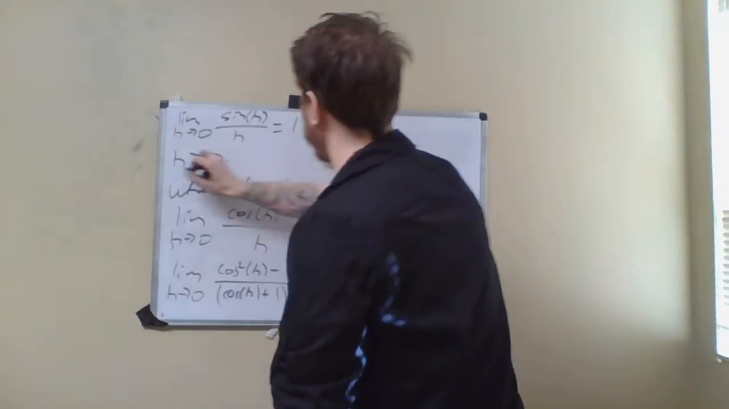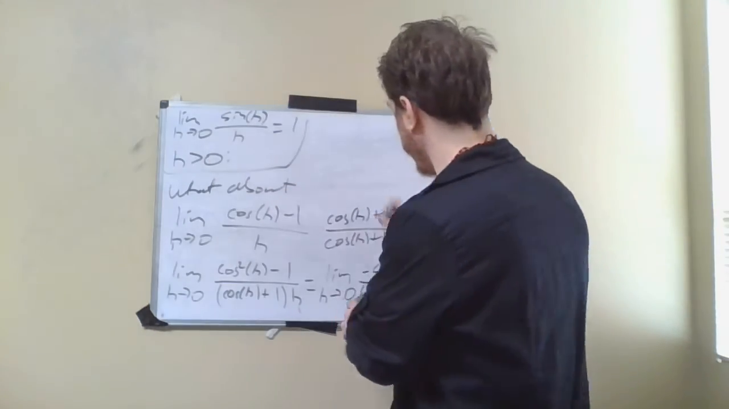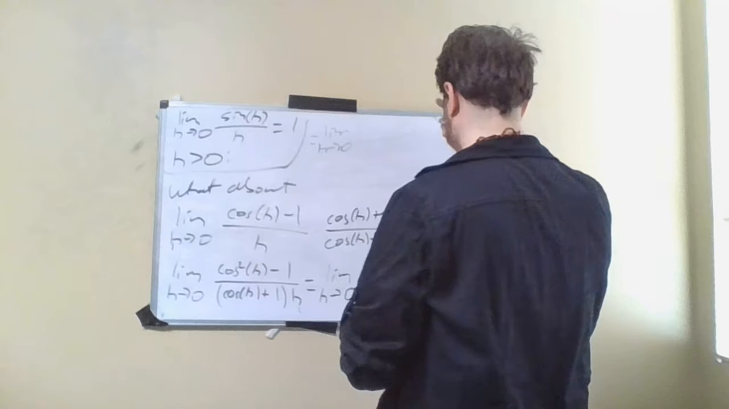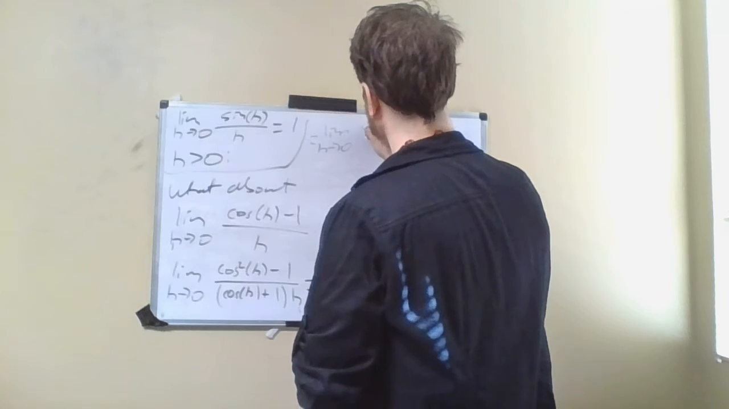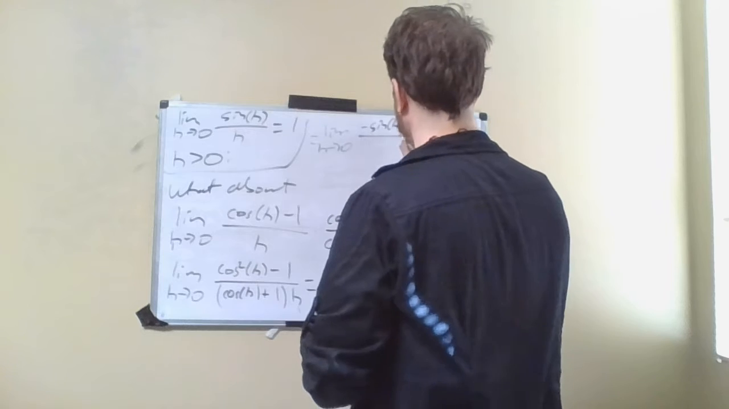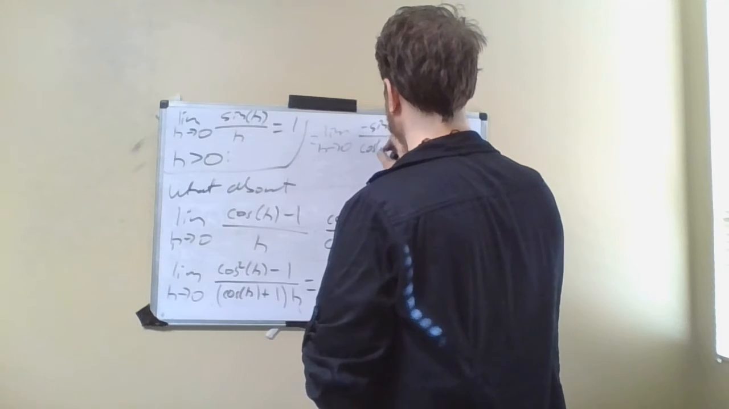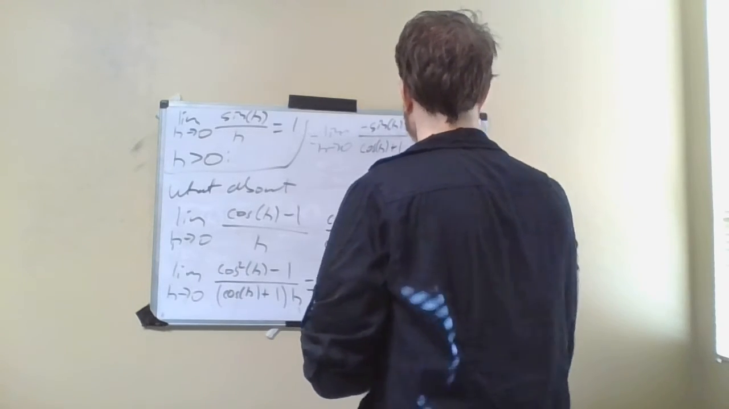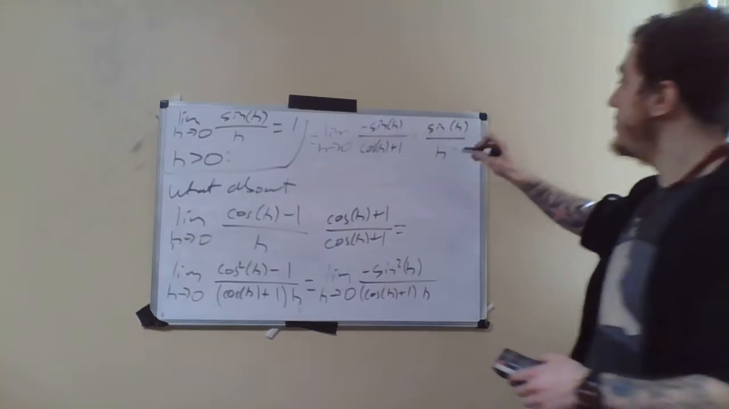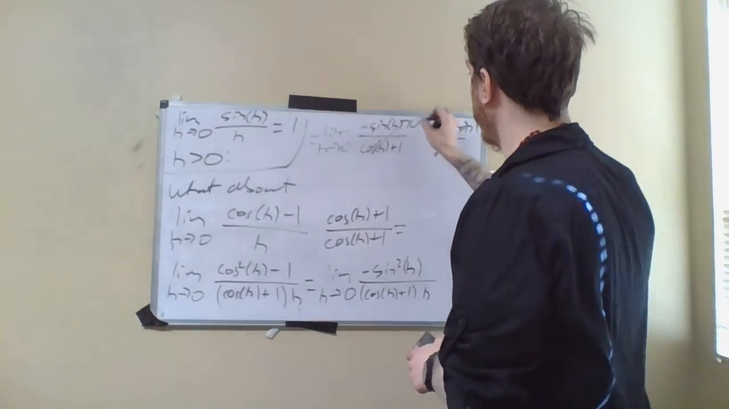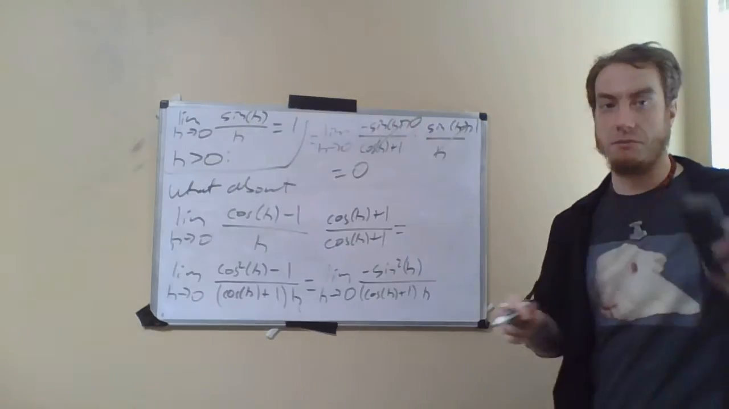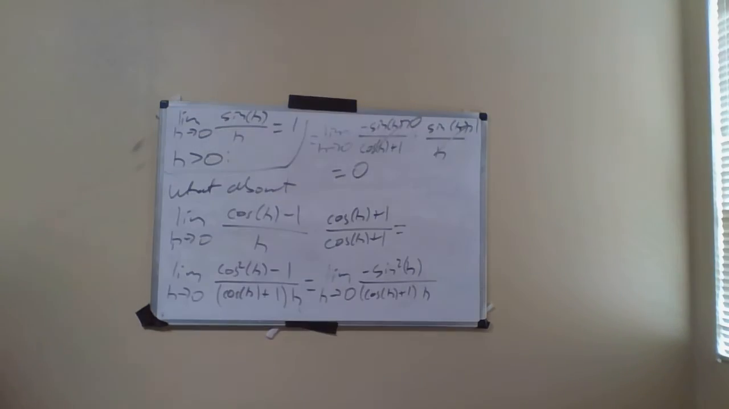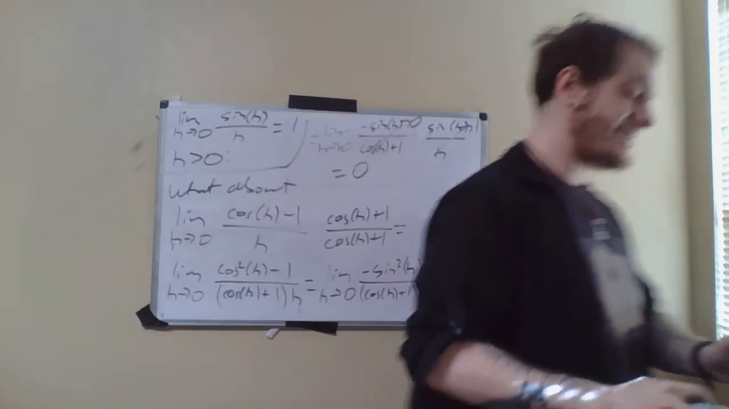See, at this point, what we can do is we can take this limit and turn this into the limit as h approaches 0 of negative sine of h divided by cosine of h plus 1 times sine of h divided by h. But now, this approaches 1, this approaches 0, so this limit comes out to be 0. Well, that's actually a really nice result. That part just goes away entirely.